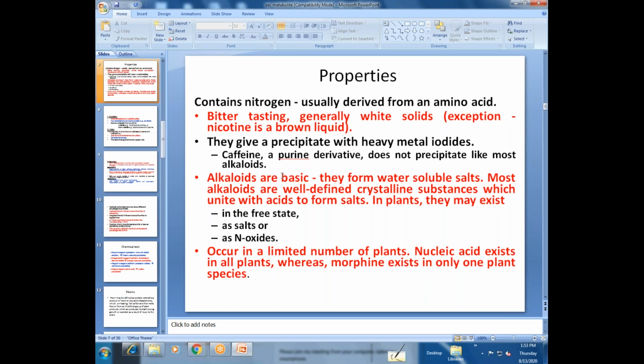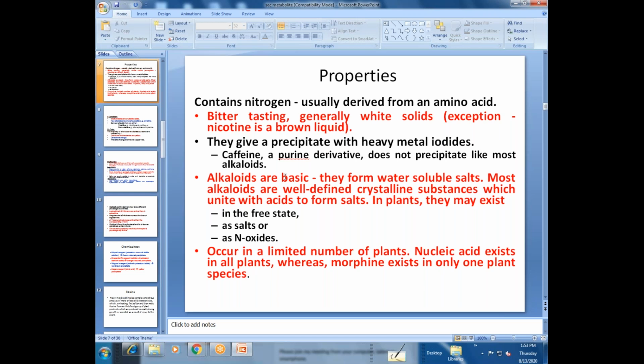See, most alkaloids are well-defined crystalline substances which react with acids to form salts. Like sodium hydroxide is a free base; when it reacts with the acid, it forms NaCl plus H2O. In plants, they may exist in a free state, means as a free base, like quinine, or as a salt, quinine hydrochloride or quinine sulfate, or as N oxides.